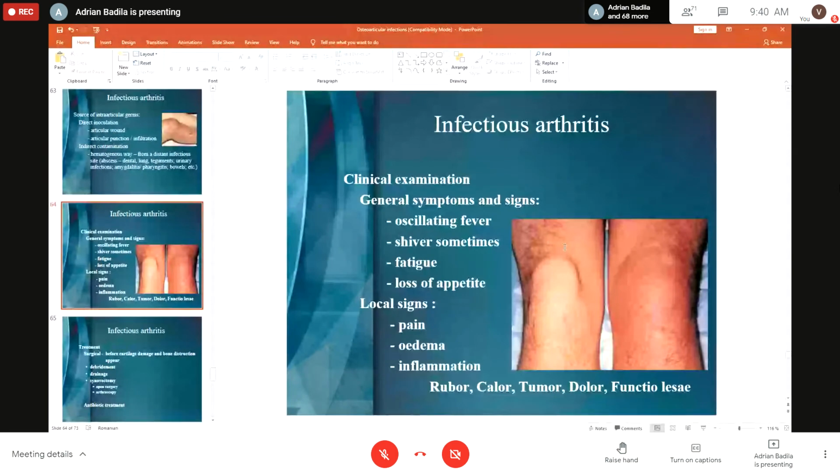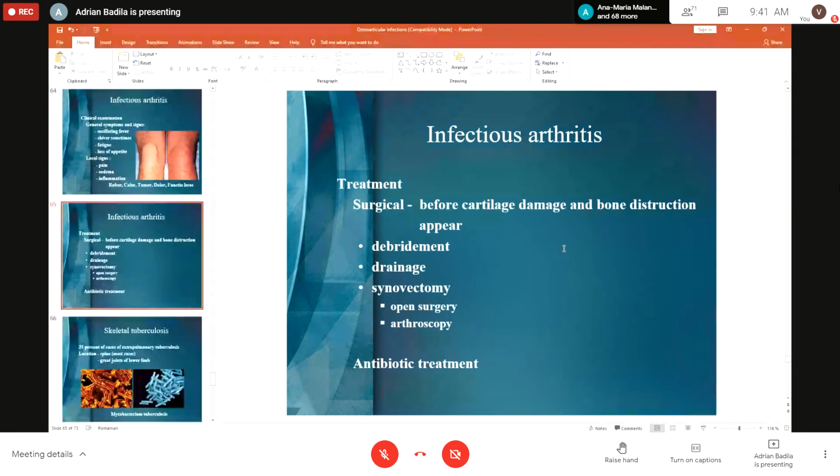At the clinical examination, we will have general signs and symptoms and local signs. The general signs and symptoms are fever, shiver sometimes, fatigue, loss of appetite. The local signs are the classically described signs of inflammation or infection, and these are rubor, calor, tumor, dolor, and functio laesa. The treatment will be surgery and antibiotic treatment.